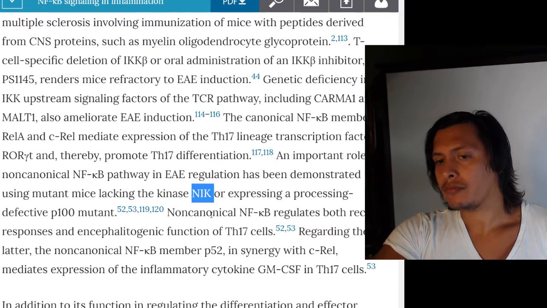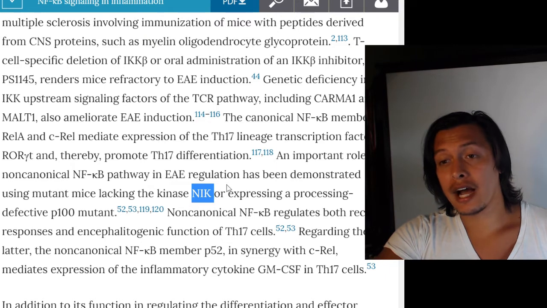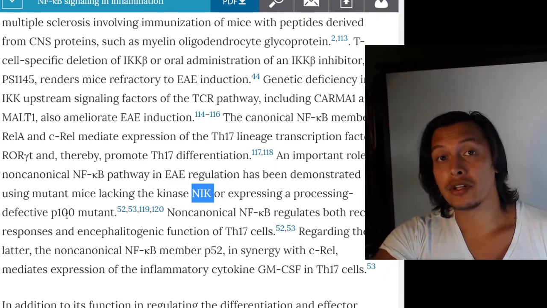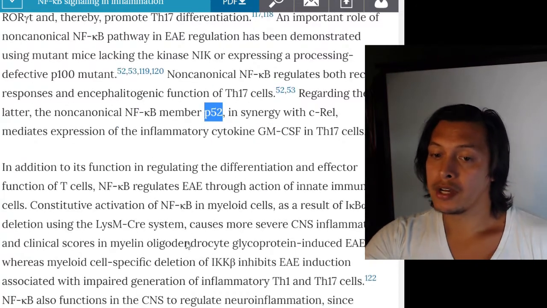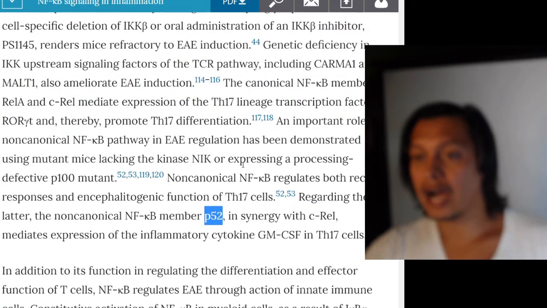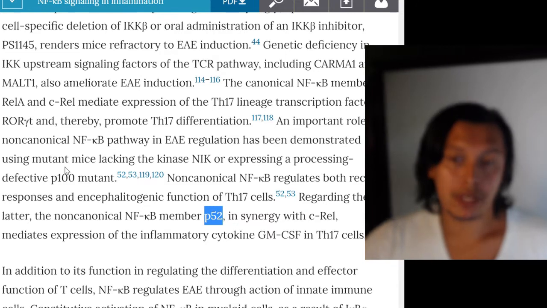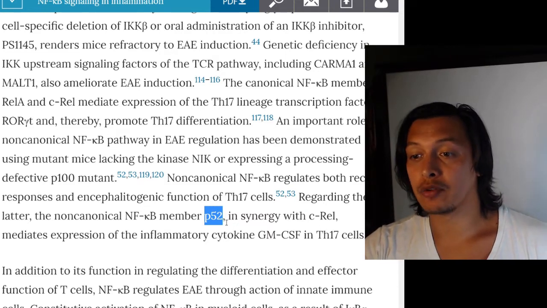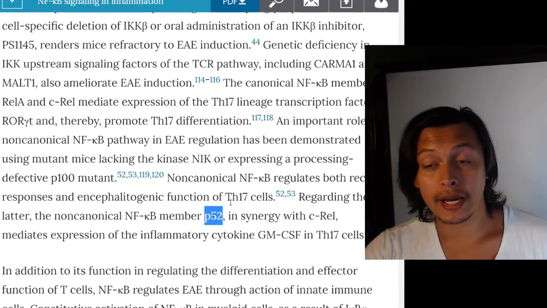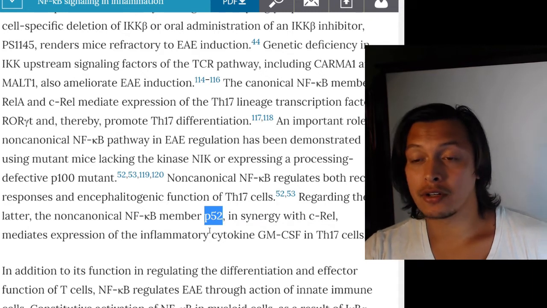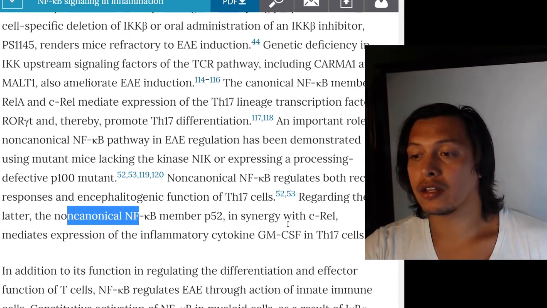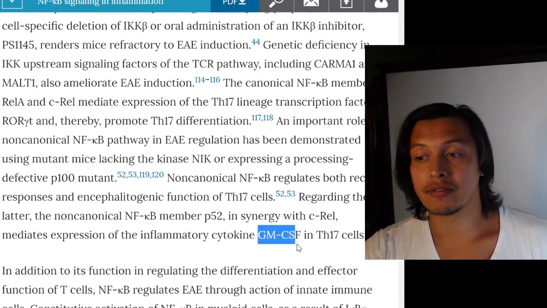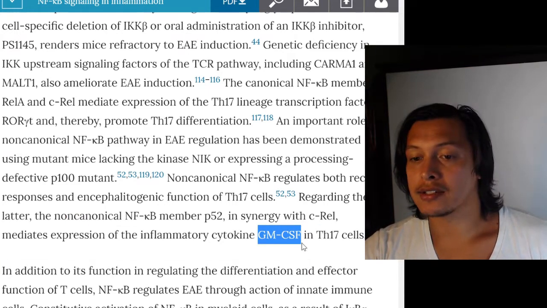NIK, or you lack the kinase NIK, you then lack the ability to process P100 into P52. So affecting either NIK or P100 directly can influence whether or not P52 gets created. And if P52 can't get created, then you can't create this non-canonical NF-kappa B, and therefore you cannot create proper levels of this GM-CSF.